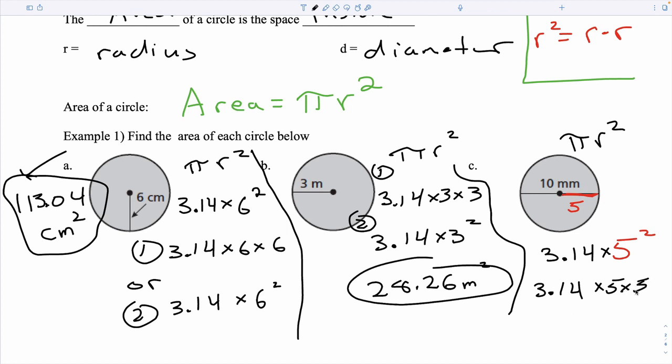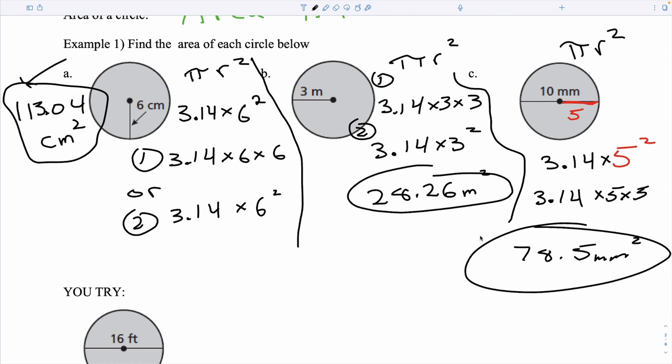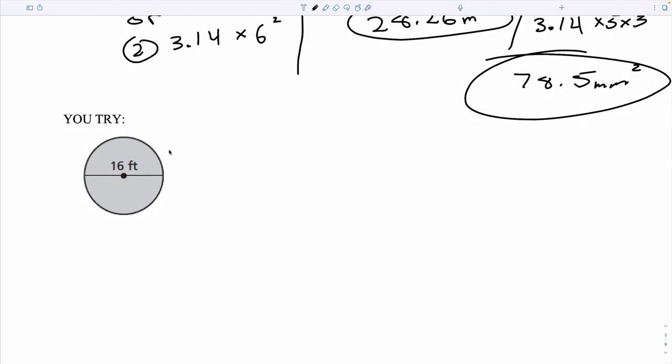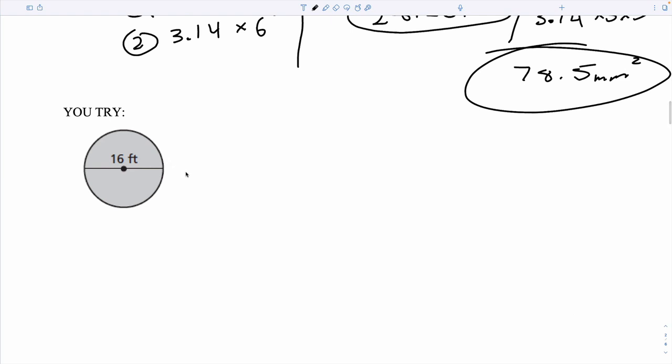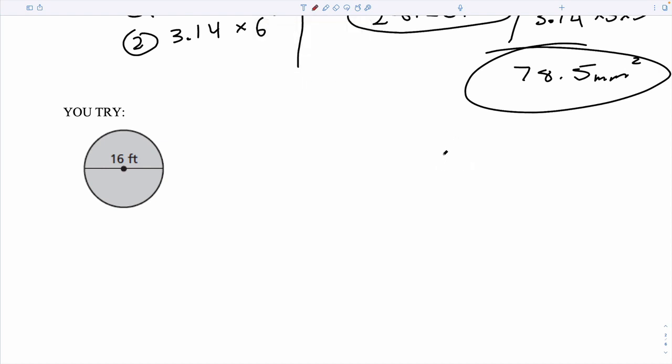It did mess you up. What is the answer? If you got it, raise your hand. Jersey. And millimeters squared is our unit. Okay. You try this on your own in the next 1 minute. Watch your calculator blunders and your diameter blunders.